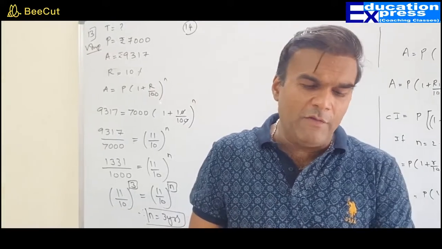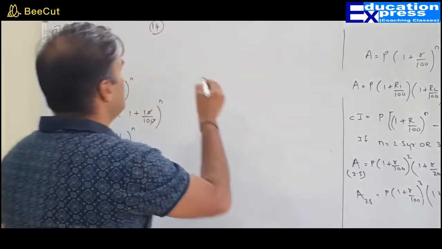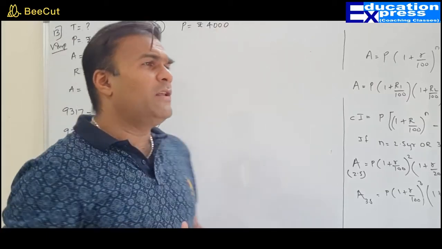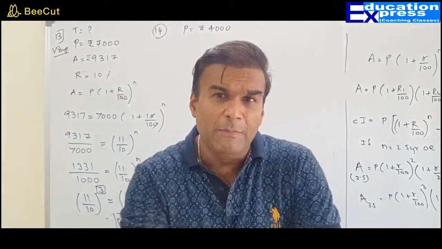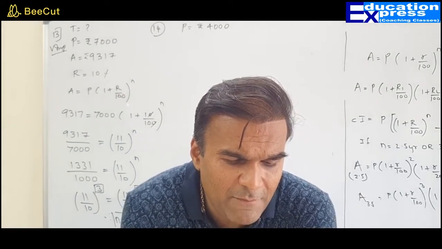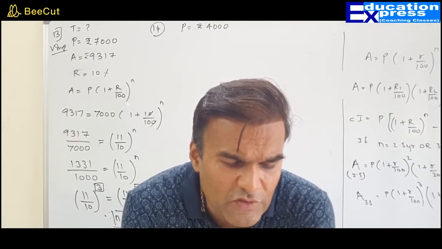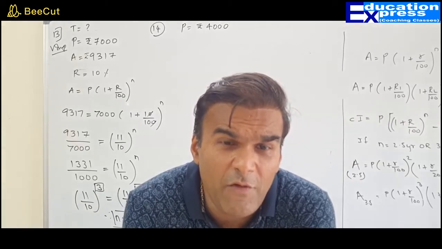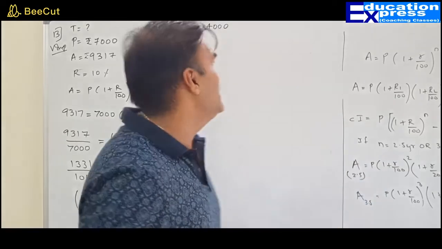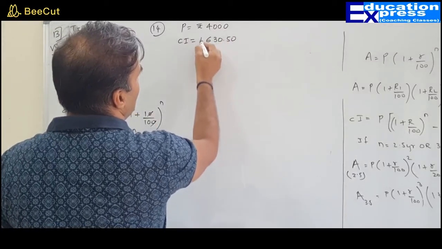Find the time in years in which 4,000 will produce... So principal is rupees 4,000. Whatever the principal produces is called interest. Principal has a capacity to produce interest. So they say find the time in years in which rupees 4,000 will produce 630 rupees and 50 paise as compound interest at 5% per annum annually. So the interest is 630 rupees and 50 paise.